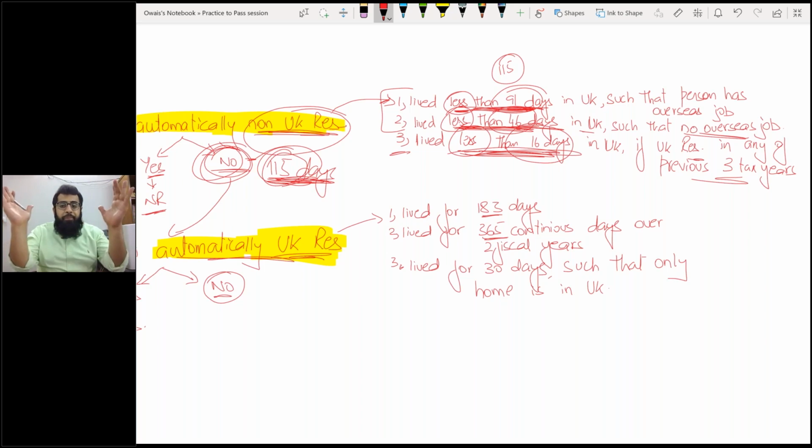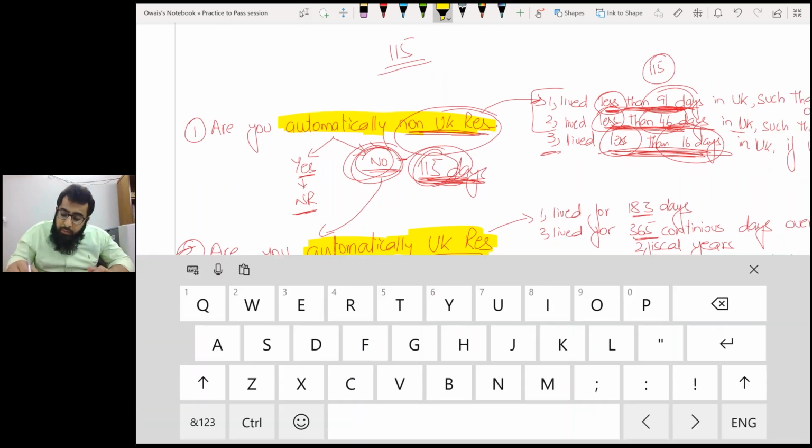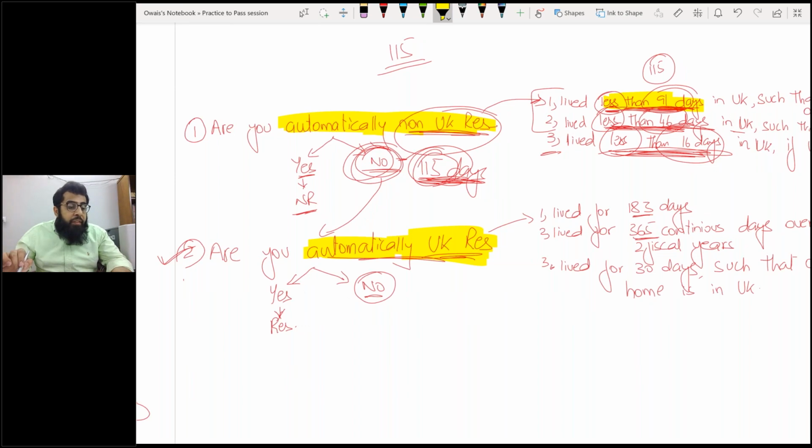How many days did Corey live? 115. Now this 115 is not less than 91. It's not less than 46. It's not less than 16. So this means that he is not a non-UK resident. Question 2. Are you UK resident? 183, 365.